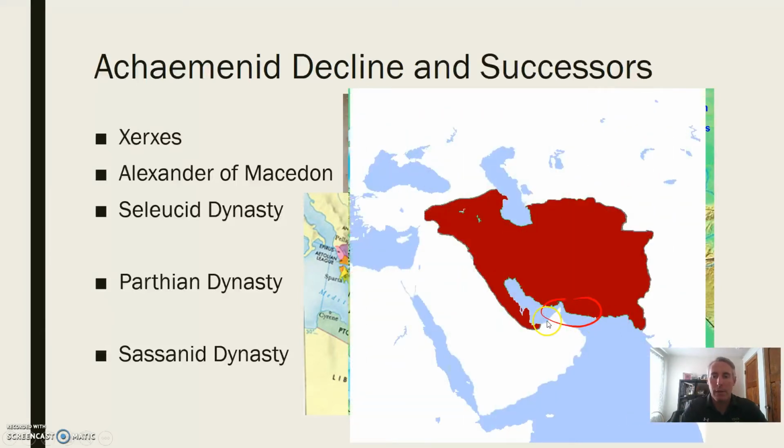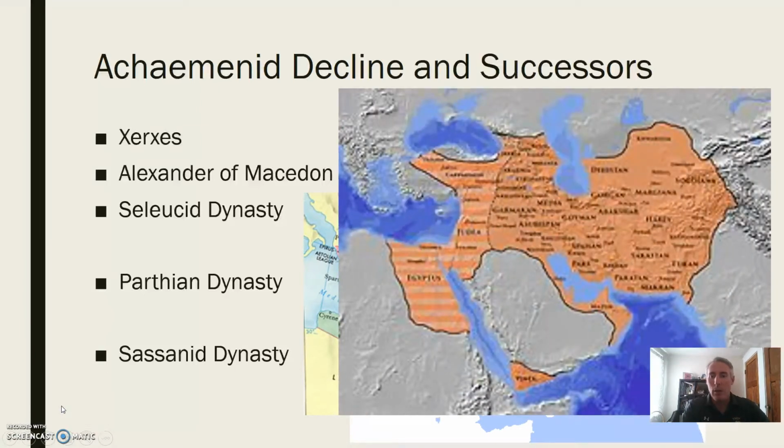Okay, and there you have the extent of the Parthian dynasty. Let me get rid of that so we're not confused. And then you have the Sassanid dynasty. The Sassanid dynasty at its height was big. It would often come into conflict with the Byzantine Empire, through here, Greece and Turkey. We'll talk more about that later.